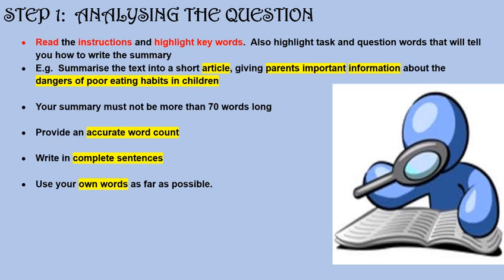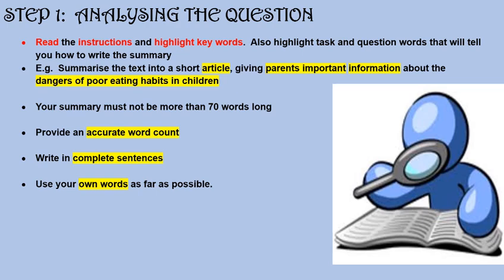So what are you going to look at? You're going to write an article, you're going to write it to parents, and you're going to give them the 7 dangers, because remember there must be 7 points. 7 or the dangers of poor eating habits in children. Your summary, 70 words long. Accurate word count is important. You must write in complete sentences. You cannot write in telegram style. There must be a subject and a verb and an object if necessary.